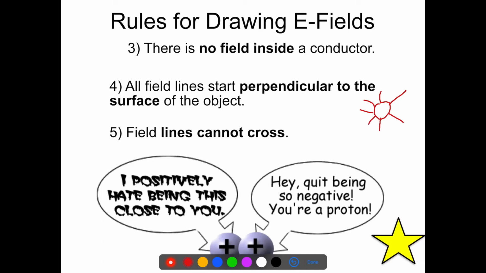And then number 5, field lines never cross. So sometimes you may even see a Regents question saying which of these is possible, and if you see something that looks like that, you know it's not it, because field lines can never cross.